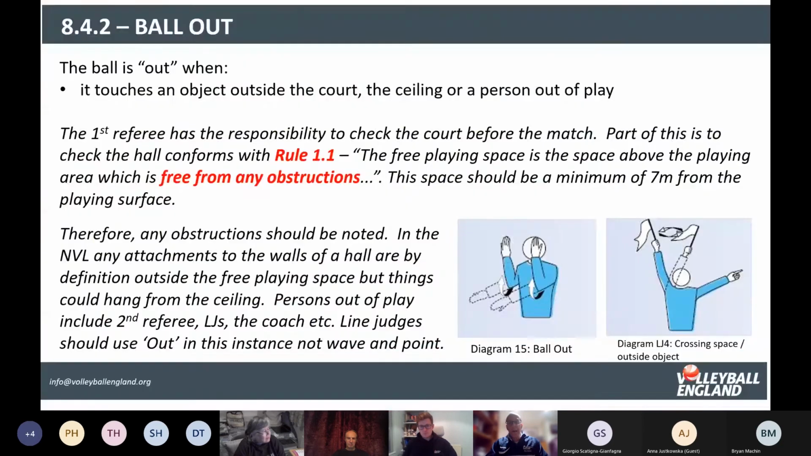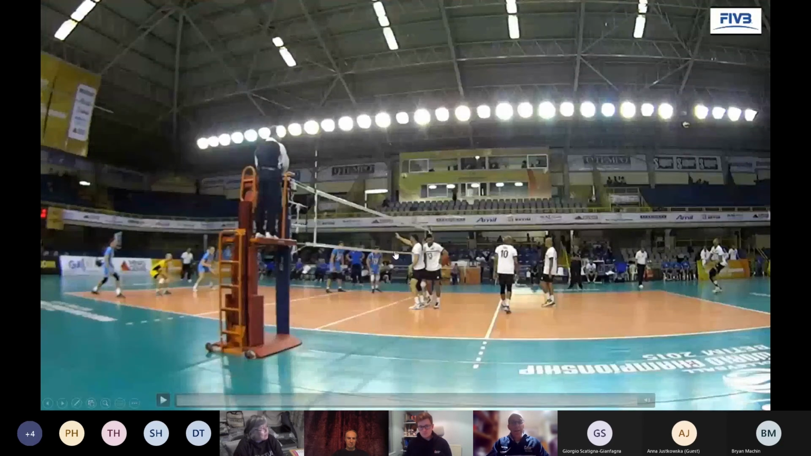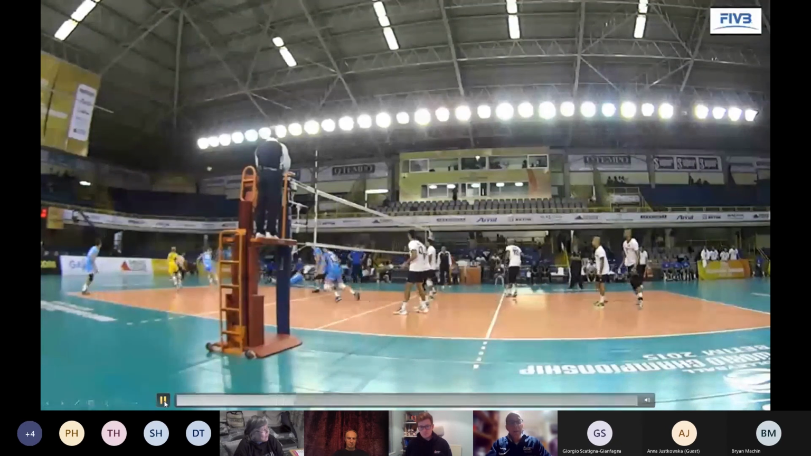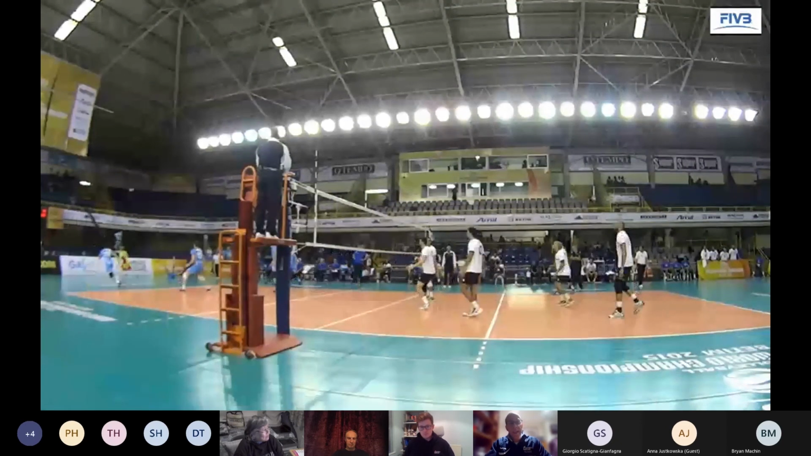Okay, so let's have a look at this one. If I can work out which one it is. I think this is a camera. So watch the ball and it hits the camera boom at the back of the court.